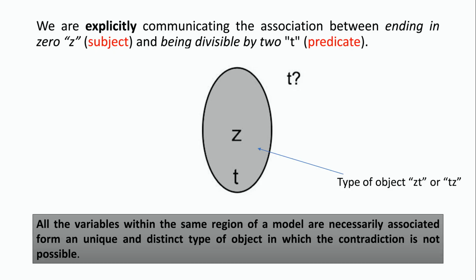When we declare that all numbers that finish in 0 are divisible by 2, we are explicitly communicating the association between ending in 0 (z) and being divisible by 2 (t). That is why in the model we can see that z and t form a type of object zt. All the variables within the same region of a model are necessarily associated and form a unique and distinct type of object in which the contradiction is not possible.